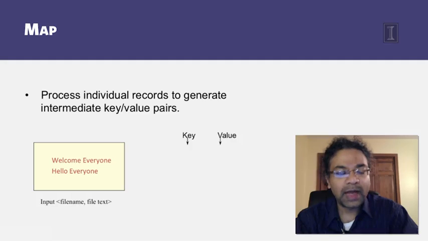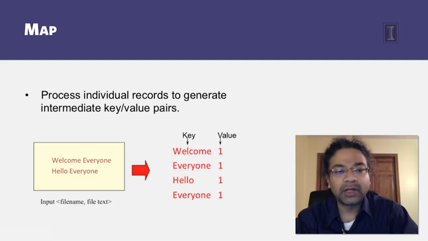Here I have a simple input file which consists of 4 records or 4 words: welcome everyone, hello everyone. And when map processes this, it produces for each of the records one key value pair. So for instance, for the record welcome, it produces the key value pair welcome, comma 1. This essentially means that the word welcome was encountered once. That's a key value pair. Similarly, the first everyone generates a key value pair of everyone, comma 1. Hello generates hello, comma 1. And everyone, the second occurrence, generates everyone, comma 1.